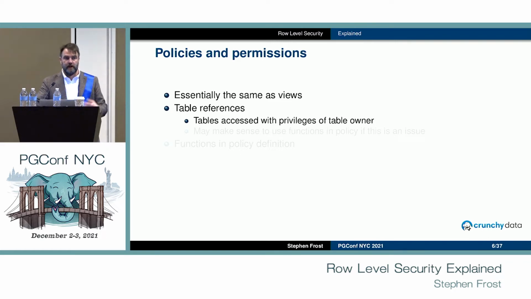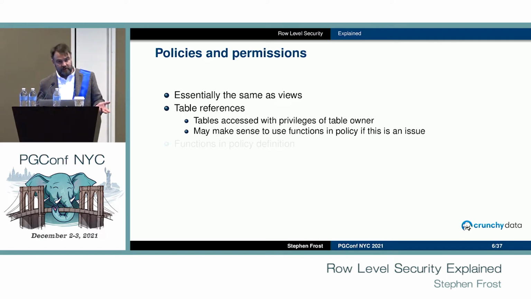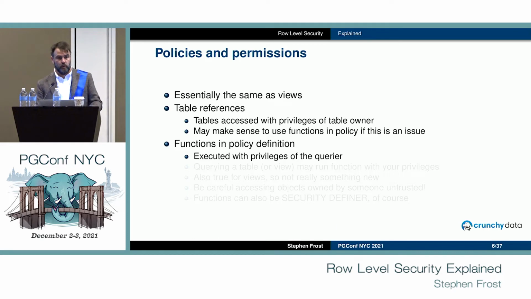With row level security, because policies are defined on tables, it's the same, but with the row level security policy table being the table access for the underlying table. And if that's an issue, you may want to use functions like security definer functions to address that. Functions in the policy definition, again similar to views, are run with the privileges of the querier. So if you do select star from my view, any function defined in that view is going to run with your privileges. That's how Postgres works today. This isn't new.